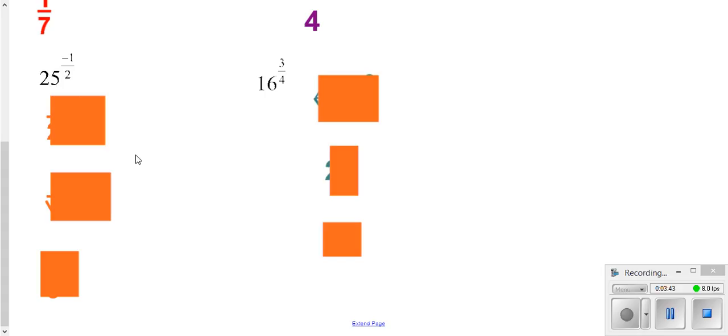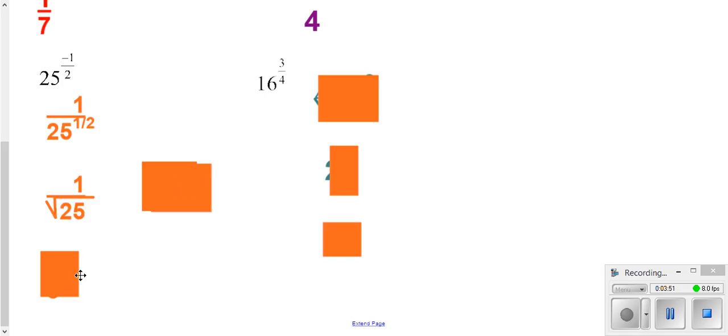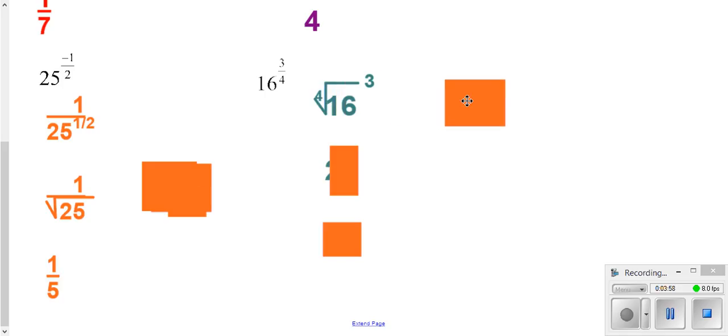So try these two problems quickly and then watch the video. Negative exponent means I put it in the bottom. A 1/2 power means the square root, and the square root of 25 is 5. Here, I'd have the 4th root of 16 cubed. The 4th root of 16 is a 2, still have to cube it, and I get 8.